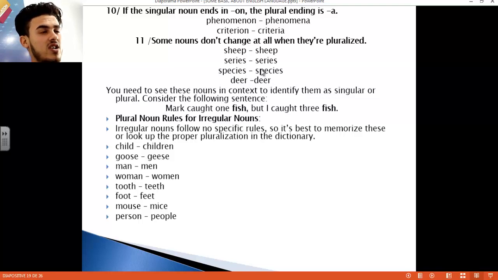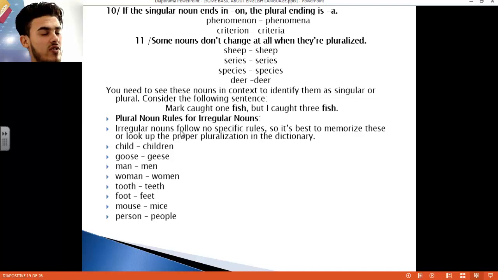species, or deer, deer. So here are the words which do not change, even in the singular or the plural form. You need to see these nouns in context to identify them as singular or plural. Considering the following sentence, to know whether the word is in singular or plural form, you have to see the conjugation of the verb. Like here, Mark caught 1 fish, but I caught 3 fish. Here, fish and fish are in the same form. You have to see in which form the verb is conjugated, or with which number it is conjugated.